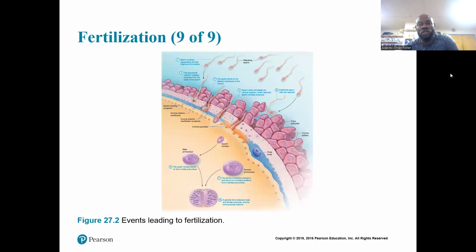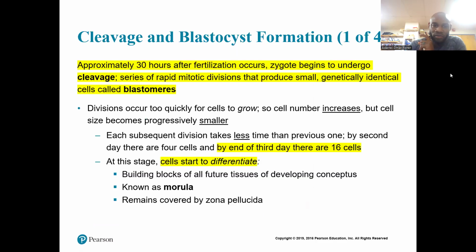All right, so this is the big picture of fertilization. As you can see, one sperm eventually, ideally, will break through, and then their DNAs will combine, and they'll become a single cell organism with a complete set of DNA.